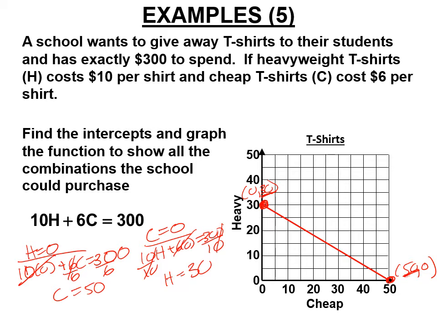And then maybe you want to get some mixture of the two. Like right there, you could buy 25 of the cheap and 15 of the heavy. Maybe the people that did the most work for the school get the heavyweight ones, and then there are other people who you want to give something to, but they get the cheap shirt.